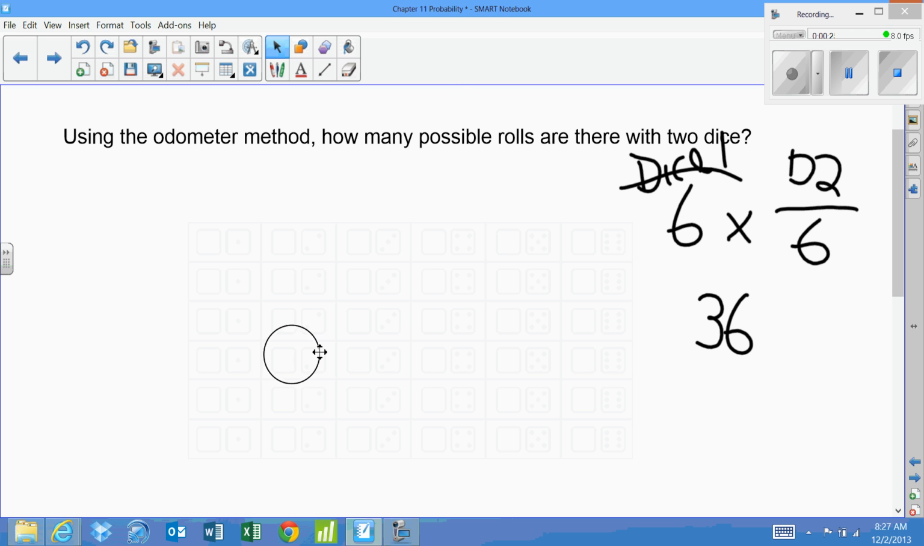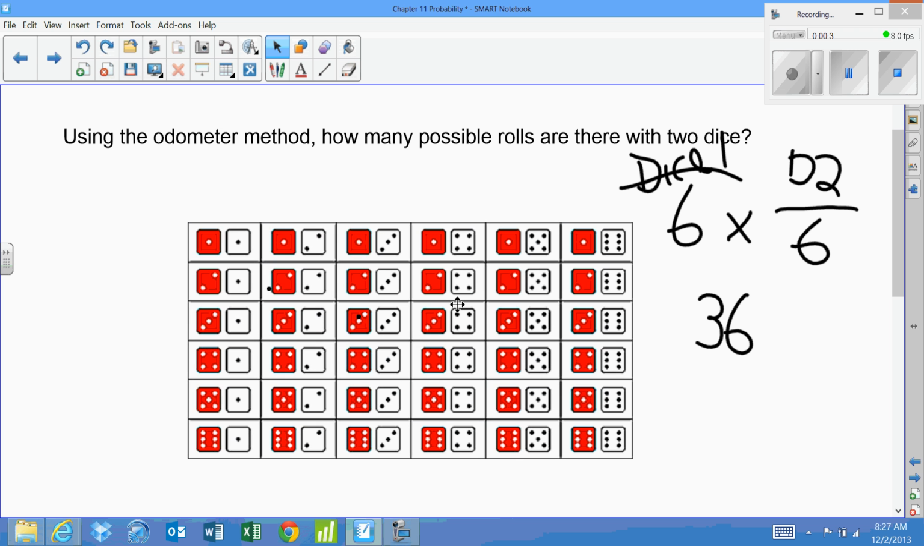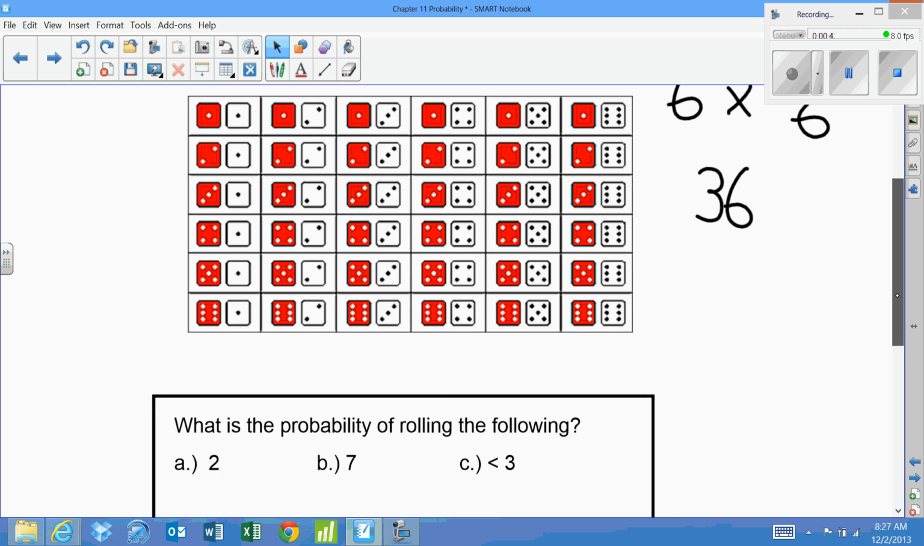And if we open up our dice here, we have an example of, we could count up, we have 36 possible rolls.